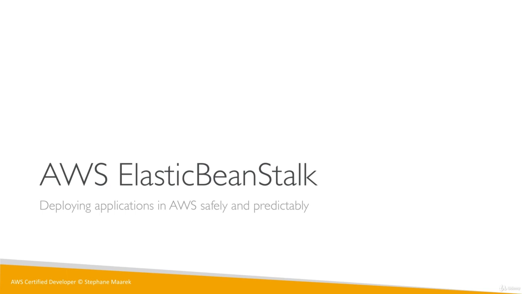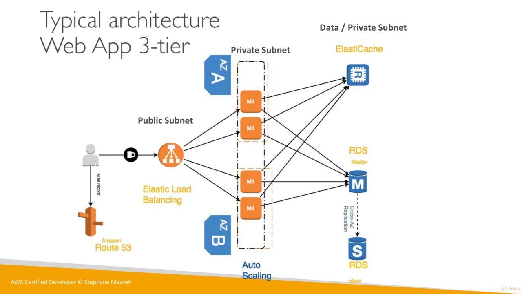Now we're getting into some more interesting and cool stuff such as AWS Elastic Beanstalk. So it's all about how do you deploy applications safely and predictably. So far, we've seen that we have a web app with 3-tier architecture, and there were a lot of components in there. There was elastic load balancing, there was auto-scaling, multi-AZ, there was a database RDS, there was a cache with elastic cache, and all these things we had to create manually.